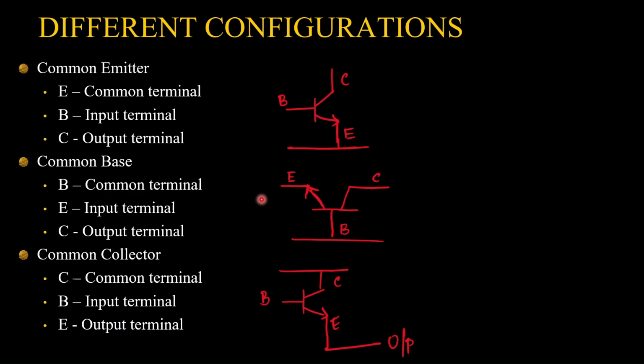Now coming to the next thing, which is the different configurations. For common emitter, you can see the emitter is common, whereas the base is the input terminal and the collector is the output terminal. This common emitter configuration is the most commonly used configuration. Next is common base. For common base, the base will be common, the emitter will be input and the collector will be output. For common collector, the collector will be the common terminal, the base will be the input and the emitter will be the output. I hope this is clear.